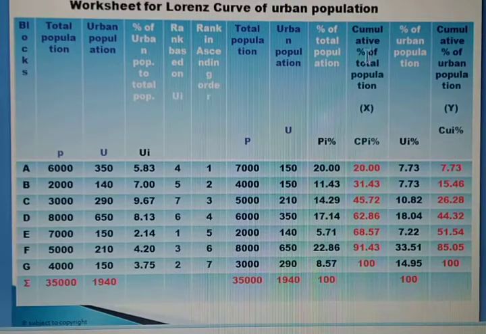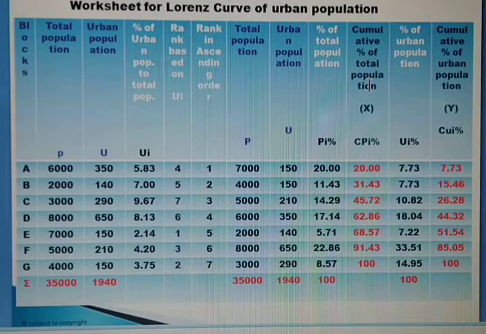After that, the cumulative percentage of total population. How to find these values? It is a less than cumulative percentage. So how to find this less than cumulative percentage?